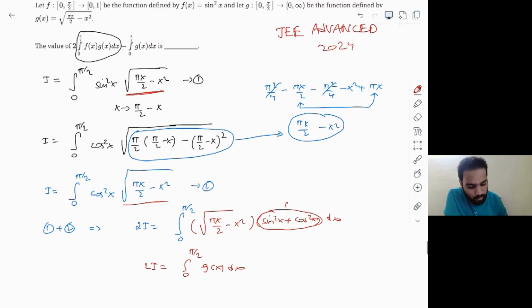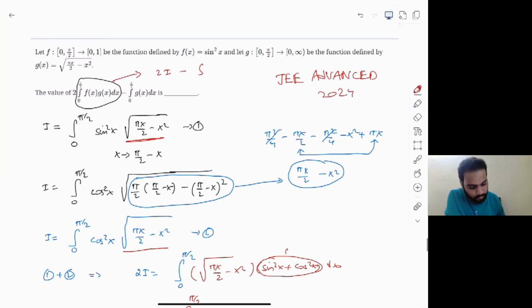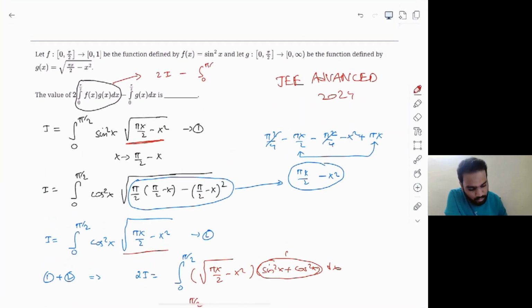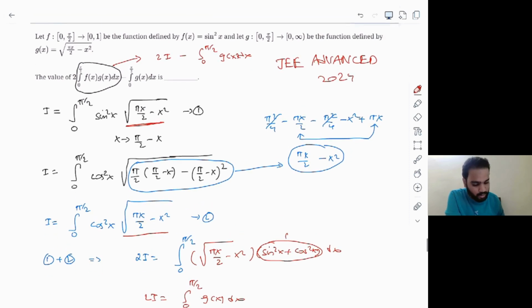Now look at the required part. What we want is 2 times I, so I have taken this as I. So 2I minus integral 0 to pi by 2 g of x dx. This is the required part. But already we have got 2I is equals to integral 0 to pi by 2 g of x dx. So which means both of them will be cancelled out and the result is 0.